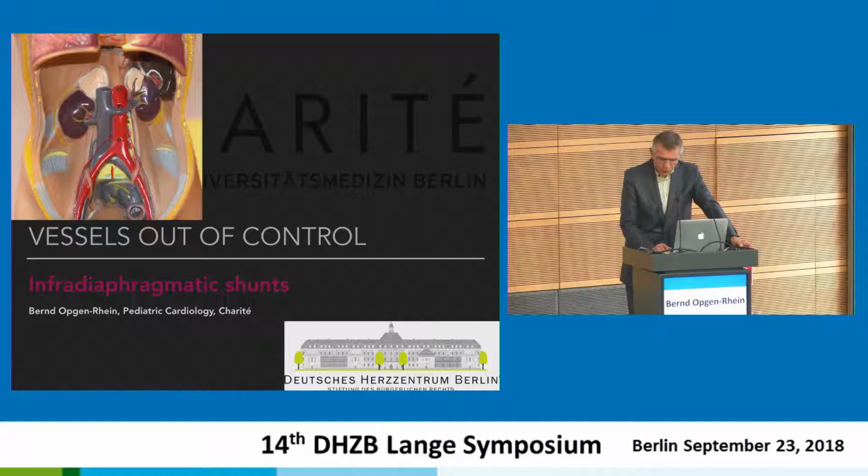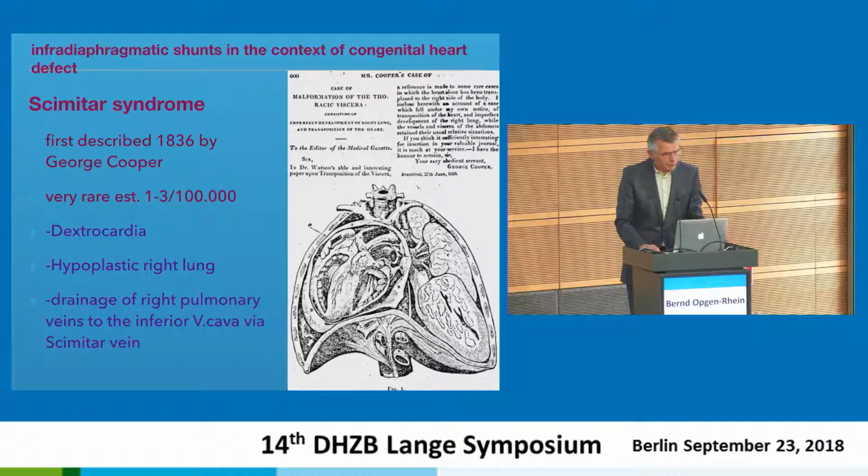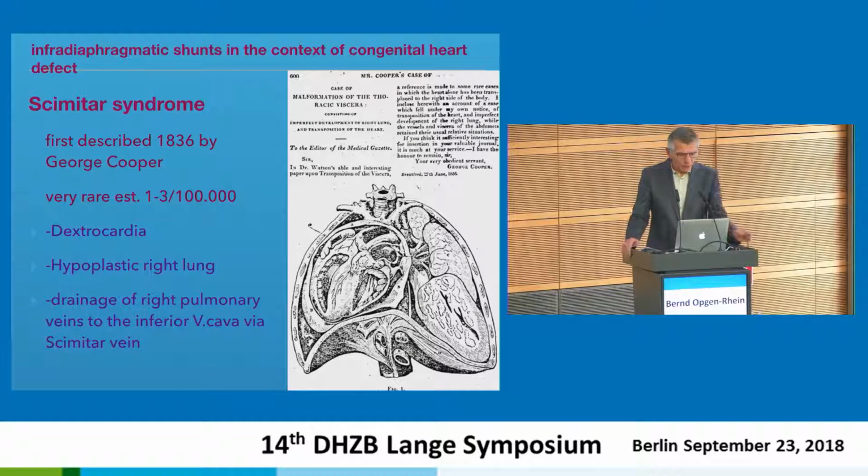I decided to focus on three different topics. And the first one is an infradiaphragmatic shunt in the context of a congenital heart disease. It's Scimitar syndrome. Here's the first description of it, from 1836 by George Cooper. It's a very rare but well-known entity, and we all know about the triad of dextrocardia, hypoplastic right lung, and drainage of the right pulmonary veins to the inferior vena cava via the so-called Scimitar vein.